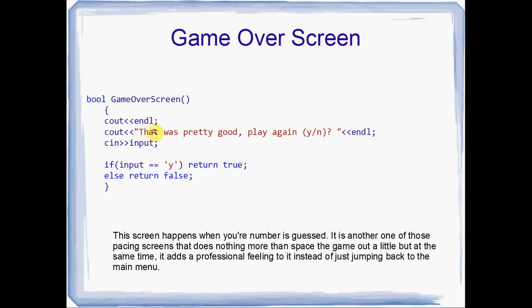And the game over screen. This is another one of those screens that just spaces everything out nicely, makes it feel a bit more professional. You don't want to jump straight from the player dying to the main menu. You want to have something in between there that says, you did really well, you're a really good player, please play again. Otherwise, players feel a bit sad and they quit and go and do something outside. But this screen happens when the computer has guessed your number.